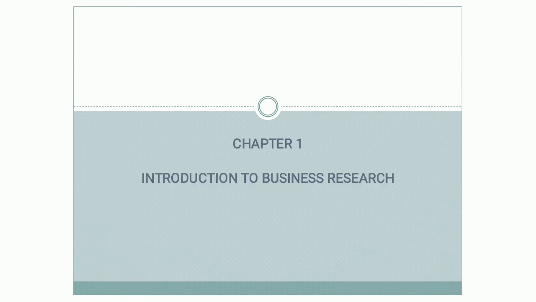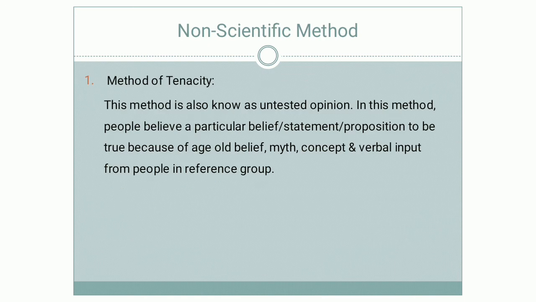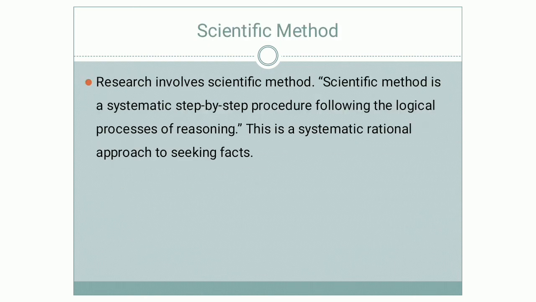We have started chapter number 1 and in the last video we have seen methods of knowing. Under that we have gone through the non-scientific methods. There are three non-scientific methods: method of tenacity, method of appeal to authority and method of intuition. Now today we will go with the second method, that is known as the scientific method.